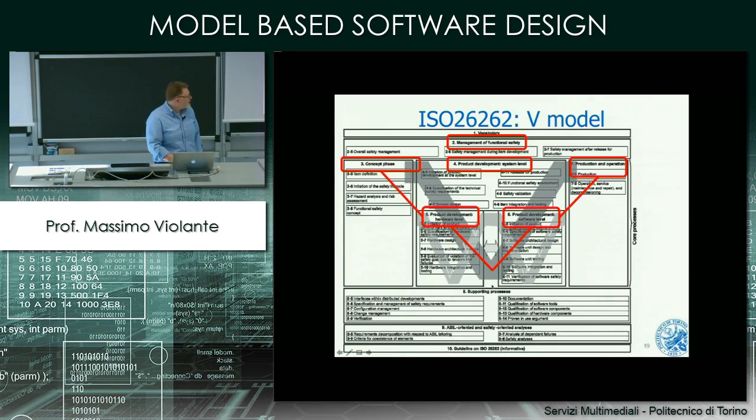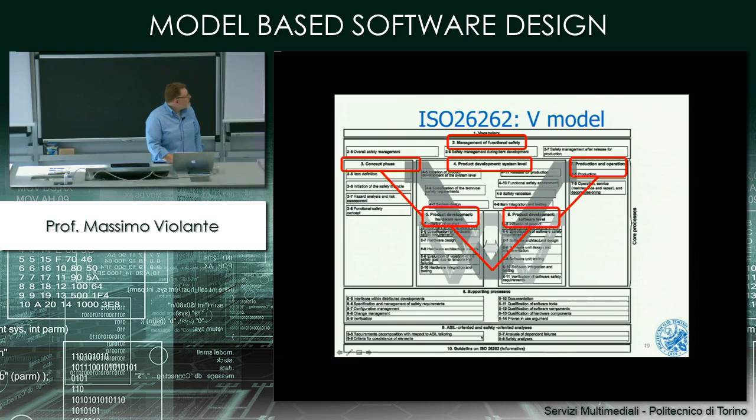We then have a few other parts. One is devoted to the so-called supporting processes. Then we have part 9 that provides you some additional details about the procedures to be applied during the concept phase. And then we have a sort of guidelines on the usage of the ISO 26262 that are documented in part 10.